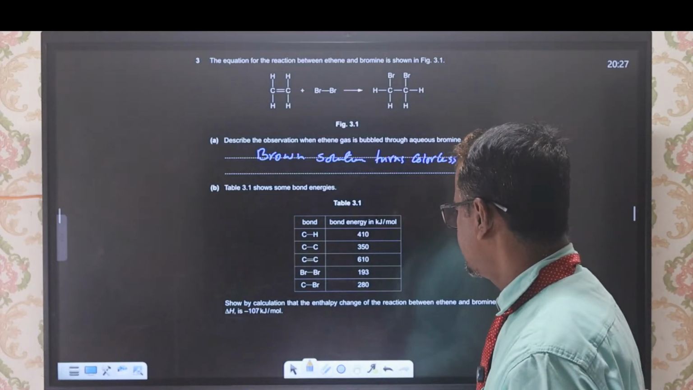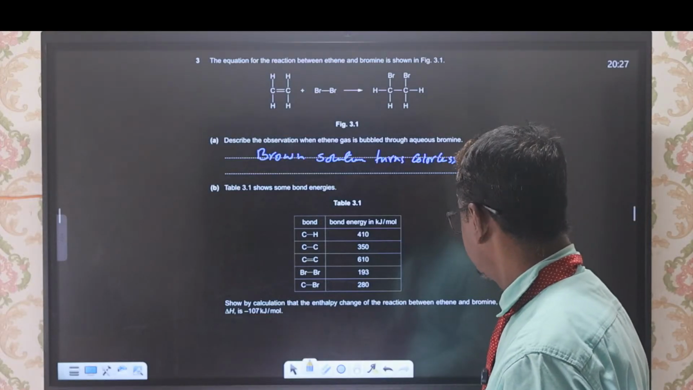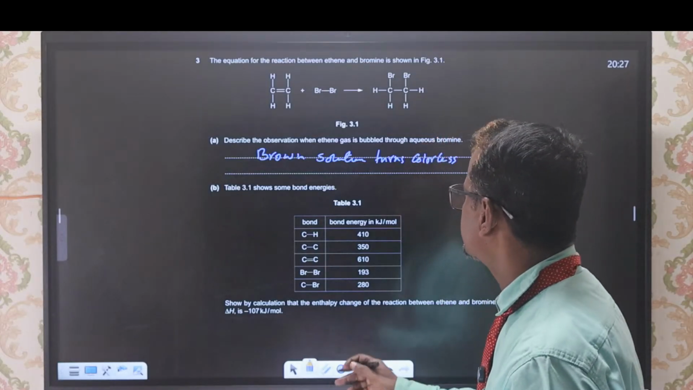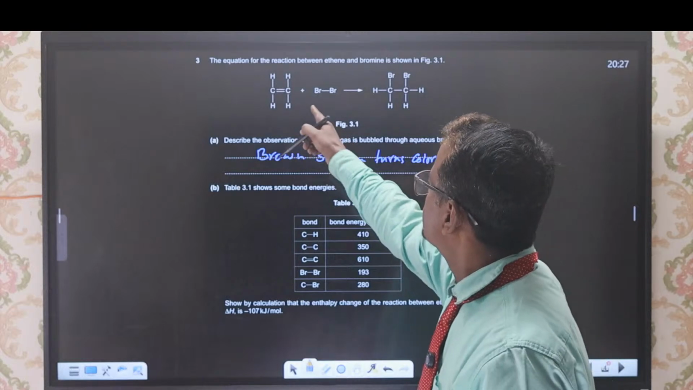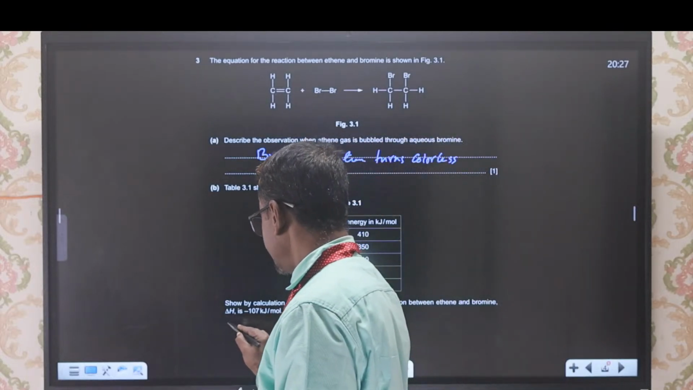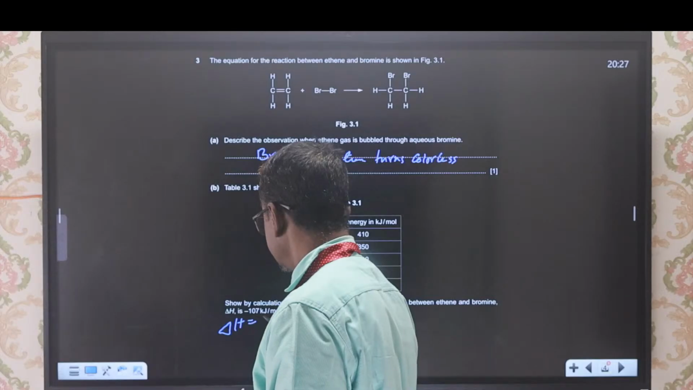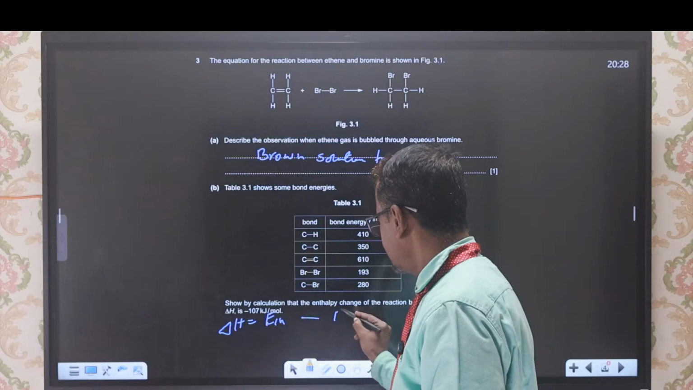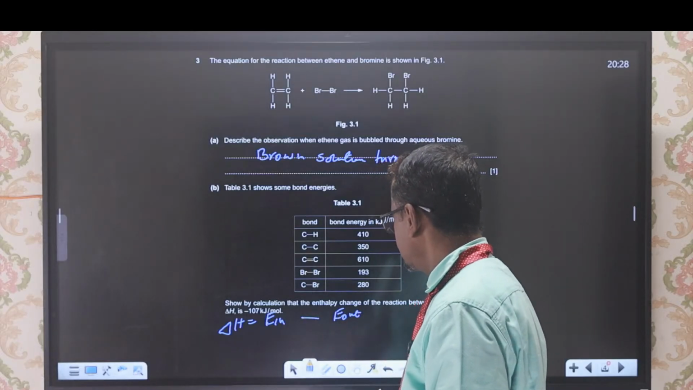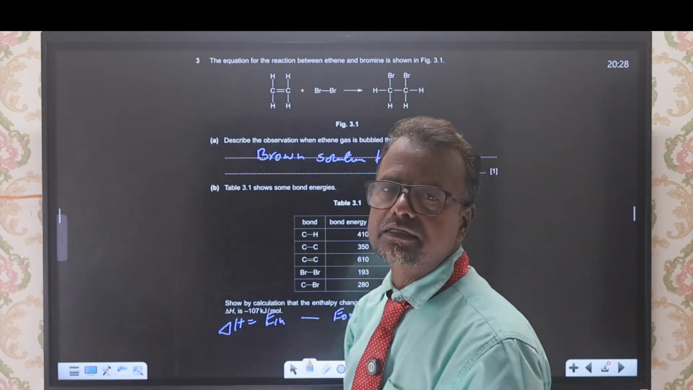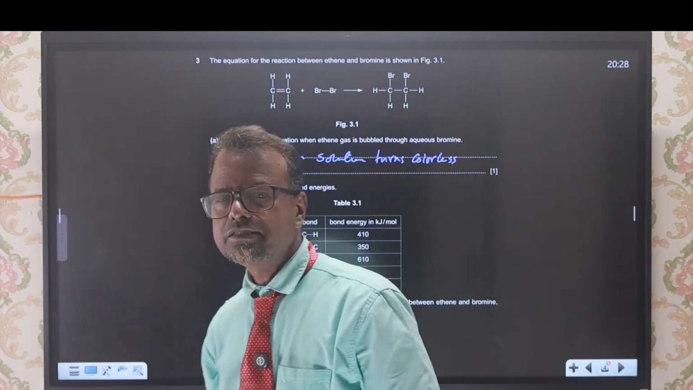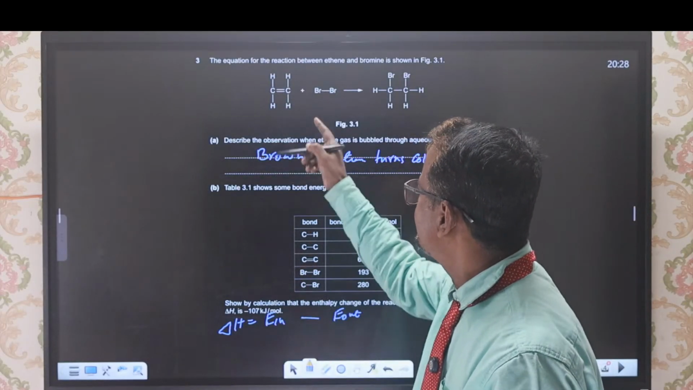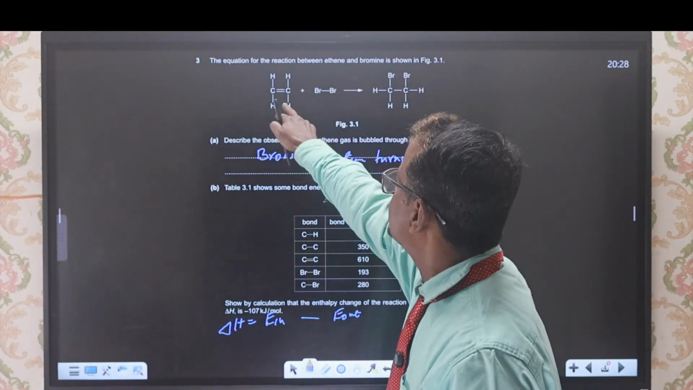By calculation, the enthalpy change of the reaction between ethene and bromine is minus 107 kJ per mole. So we need to calculate this. How do we calculate? We know delta H is equal to energy in minus energy out. Energy in is the bond energy of the reactants, and energy out is the bond energy of the products. So we need to find the bond energy of the reactants. In the reactants, there is ethene and bromine.